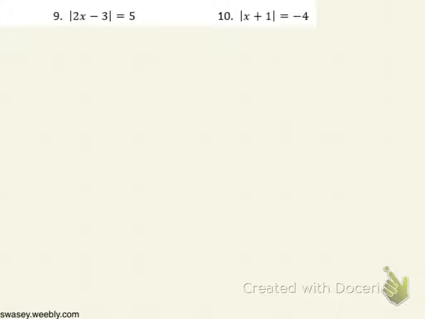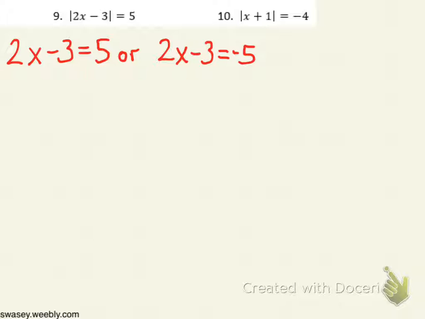Here we have the absolute value by itself equal to 5. So that stuff inside of the absolute value, the 2x minus 3, that stuff could equal 5, or that stuff could equal negative 5. And so we'll have two different equations that we need to solve. Once you get rid of the absolute value, now you have just a two-step equation on this one.